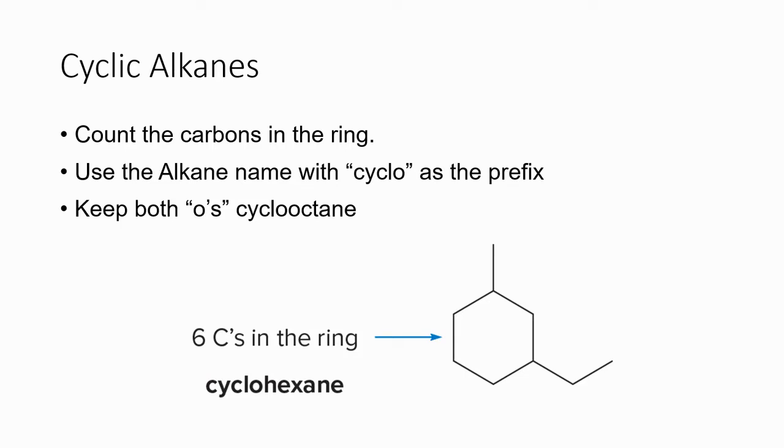Okay, so the only new thing today is that we're going to talk about this cyclo. What do we do if the carbons are in a ring? So this is an example. If we count up our corners in this ring, 1, 2, 3, 4, 5, 6, we have 6. So our prefix is hex. This is hexane, okay, with 2 different substituents.